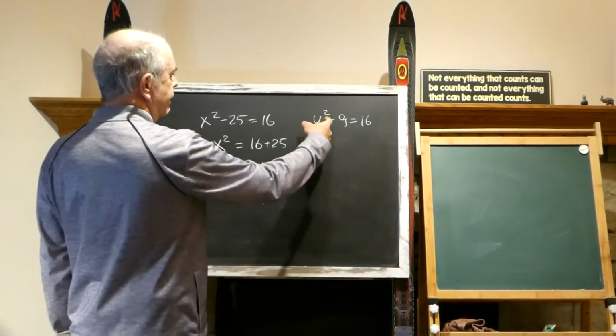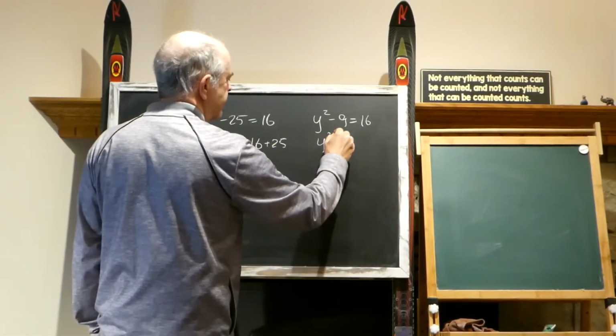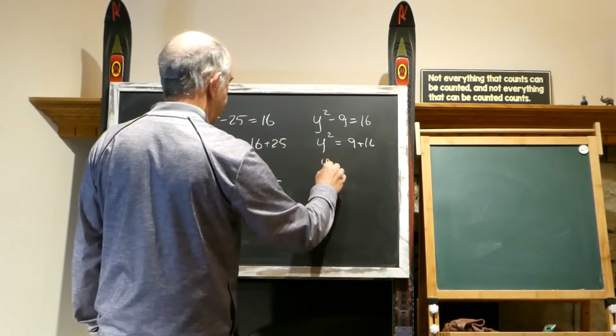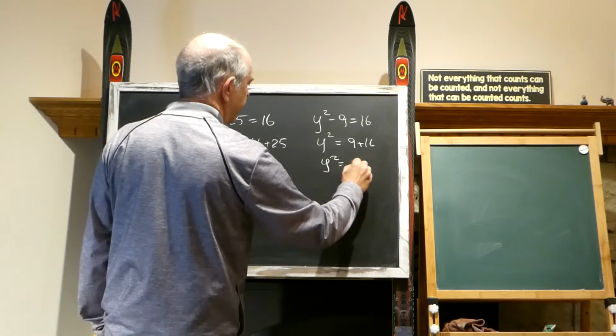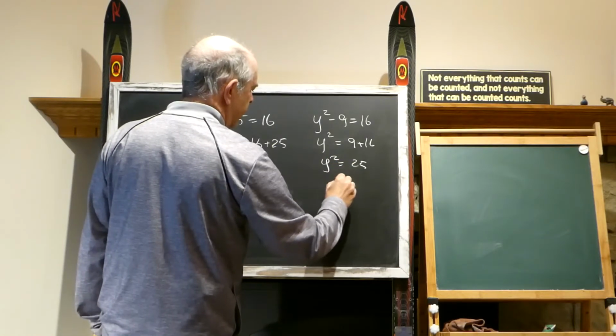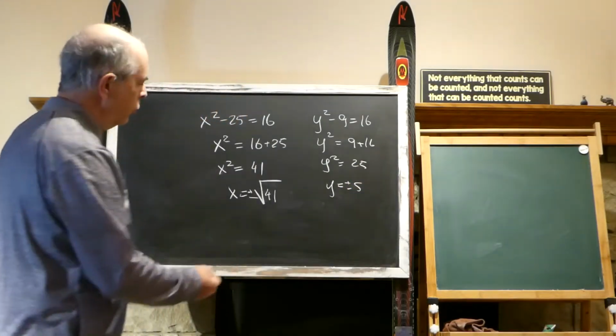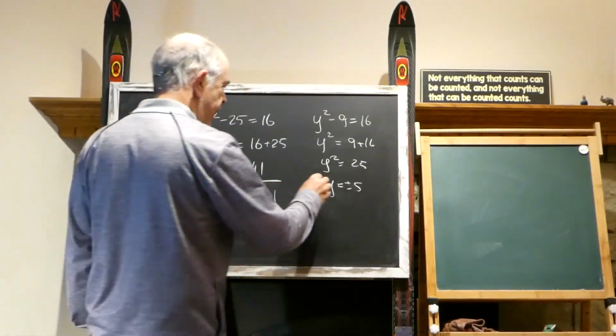what I wanted, then I send 9 to this part, y squared equals 9 plus 16, y squared equals 25, y equals square root of 25, plus or minus 5. So of course, and then of course I can verify.